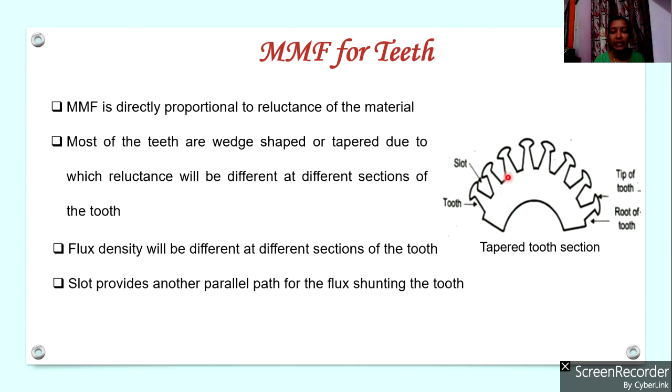And also here these slots provide another parallel path for the flux. Flux can also pass through these slots. So the slots provide another parallel path for the flux, shunting the tooth. So these are the problems which are presented to the calculation of mmf required for teeth.